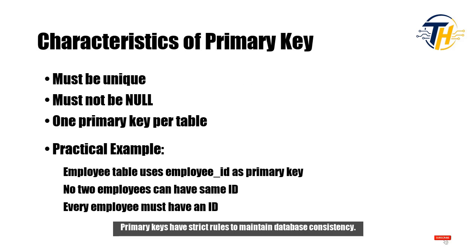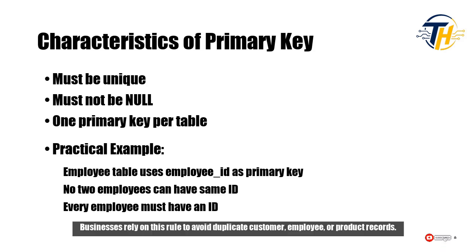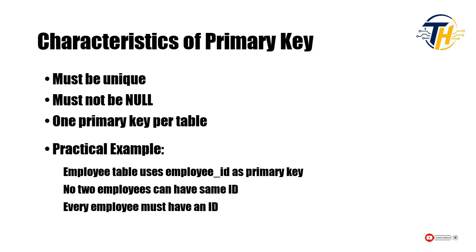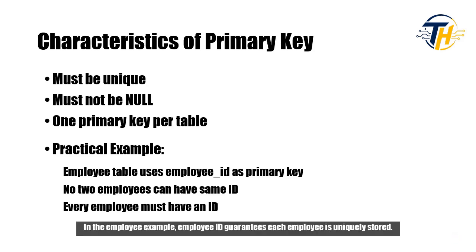Primary keys have strict rules to maintain database consistency. Every row must contain a unique non-null value, and each table can have only one primary key definition. Businesses rely on this rule to avoid duplicate customer, employee, or product records. In the employee example, employee ID guarantees each employee is uniquely stored.